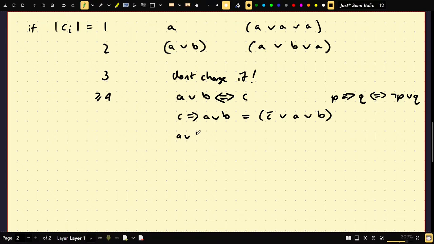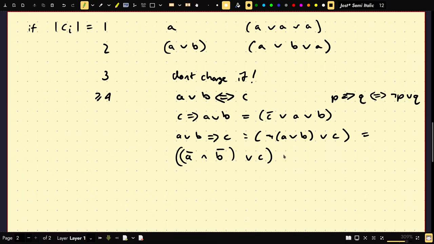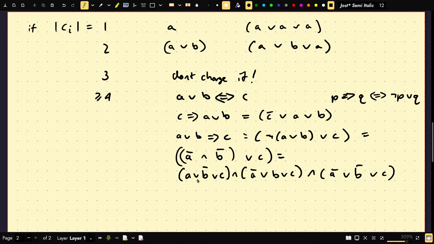Then we have to do the other way. So we have A or B implies C. This is going to be equal to not (A or B) or C, which is equivalent to (not A and not B) or C. And now we need to distribute this again. So we're going to get something terrible like (A or not B or C) and (not A or B or C) and (not A or not B or C). So you AND these three clauses with this clause, and you get something logically equivalent to the original.